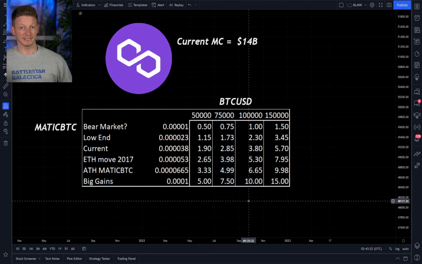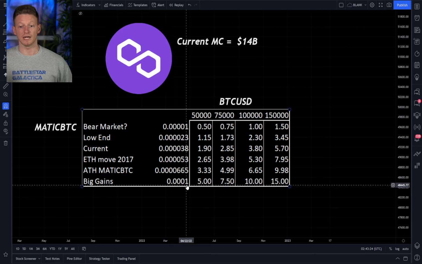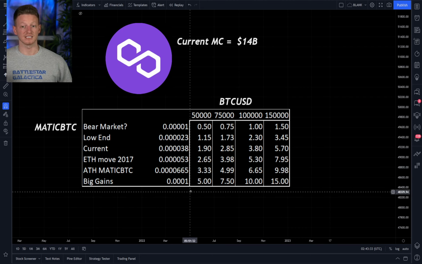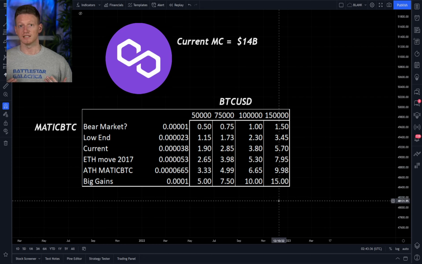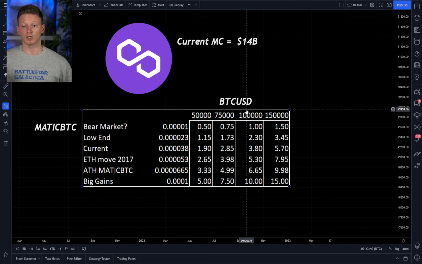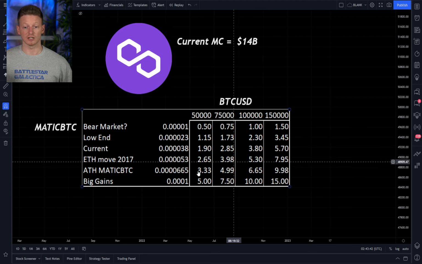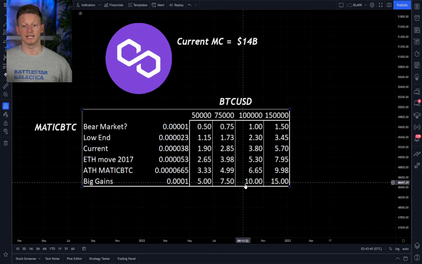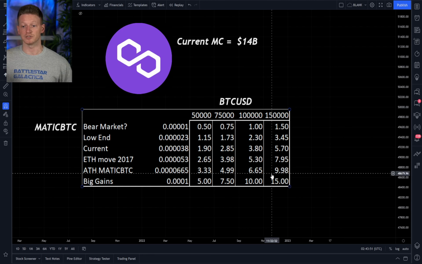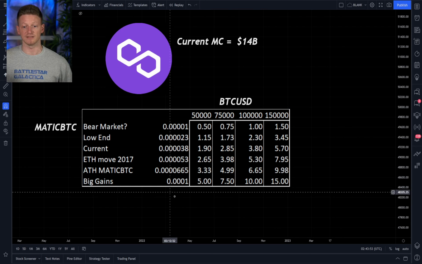Now we could also get to $10 by going up to a level of 0.0001. Okay, so that's about 2.5 times above where we're at right now against Bitcoin, which is not out of the realm of possibility. All right, so if Bitcoin then were at $100,000 and we got to this higher level, we could get to a $10 MATIC. Now, if Bitcoin got to $150,000, then we could get up to $15 if we reach this level.